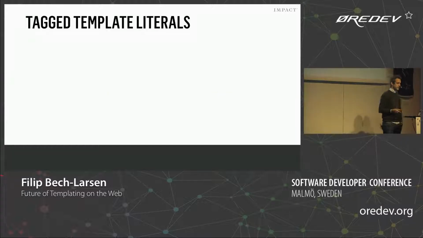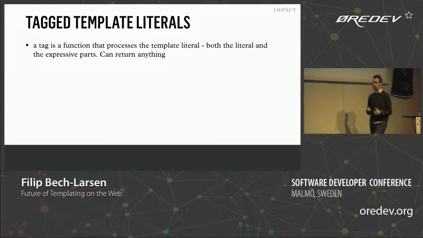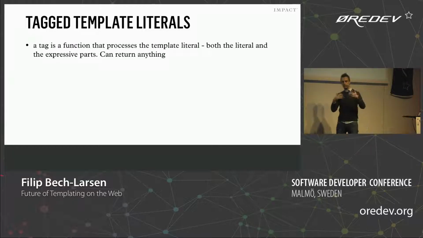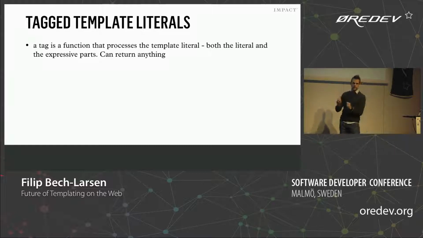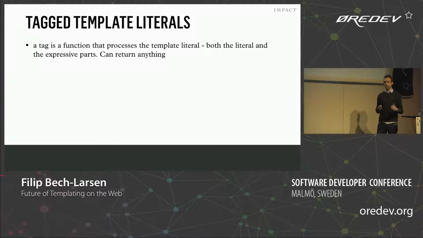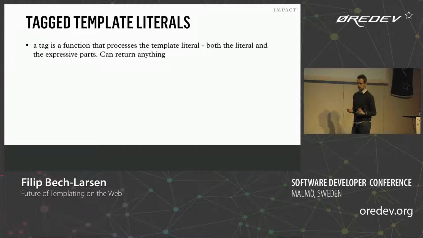But the cool thing, as I said, is that they can be tagged. So a tag is just a regular JavaScript function that processes the template literal. It processes the literal parts and the expression parts, so the static parts and the dynamic parts, both of them, but individually. And it doesn't really have to return a string, so it can return anything.